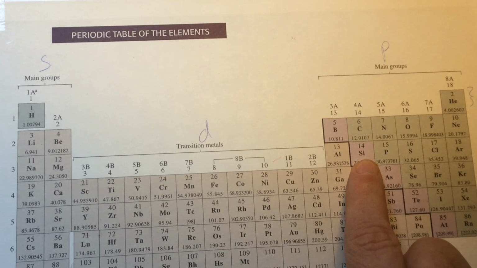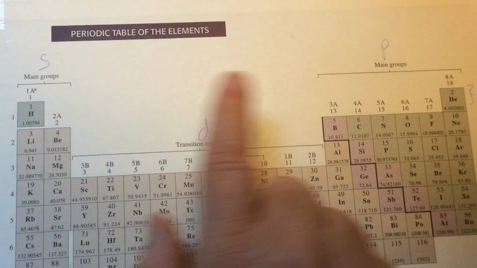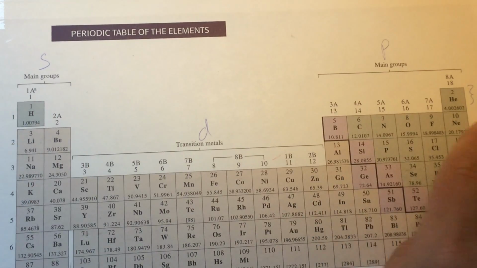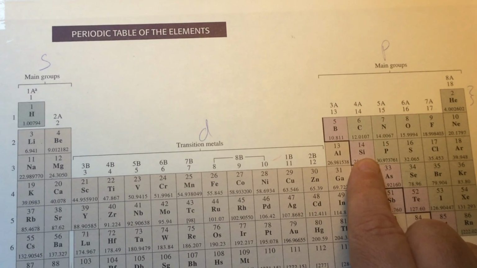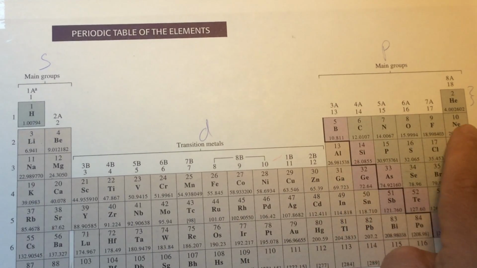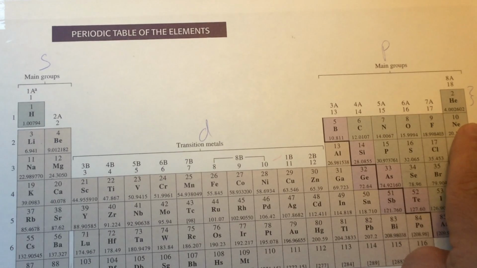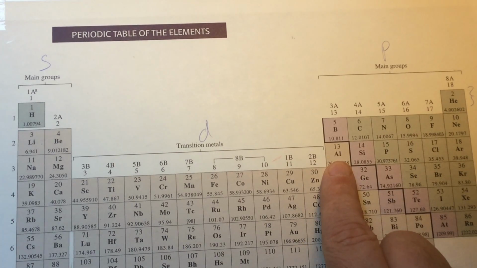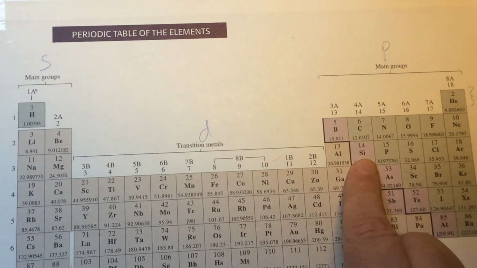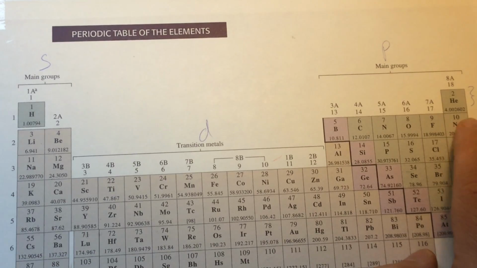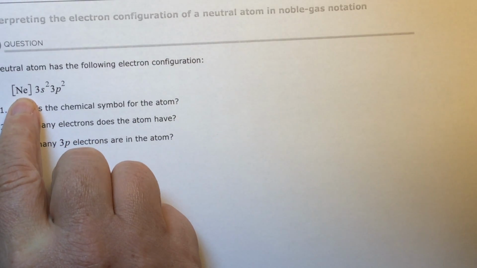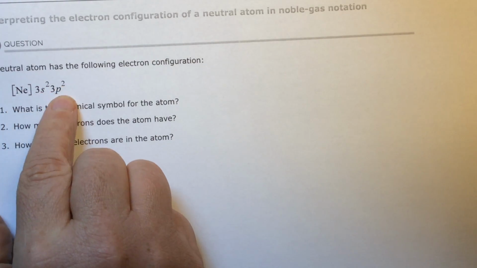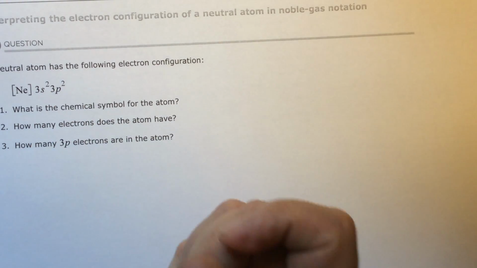Okay, so they didn't write 1s2, 2s2, 2p6, 3s2, 3p2. They made a shortcut and just put the noble gas on the previous row from where we are. So we're going to be here at silicon. So they put neon in brackets. Okay, so you have Ne in brackets plus the next plus the next. Okay, so this is going to be silicon.